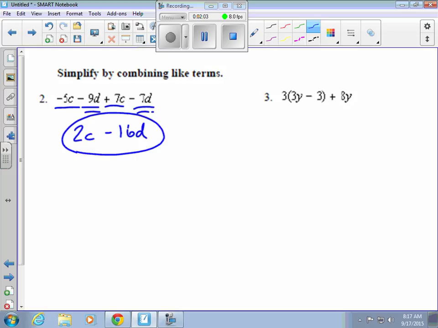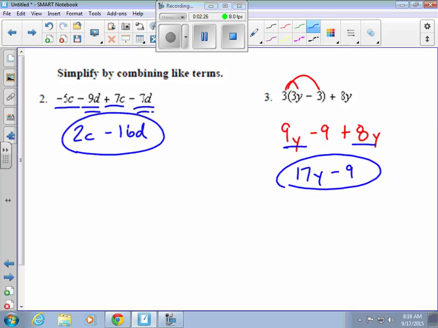Number 3 says 3 times 3y minus 3 plus 8y. Distribute 3 first. 3 times 3y is 9y. 3 times negative 3 is negative 9 plus 8y. Then combine your like terms like we just did on number 2. 9y can be combined with 8y to get 17y. Minus 9. Those can't go together because they're not like terms.